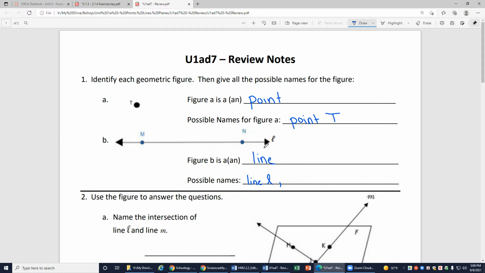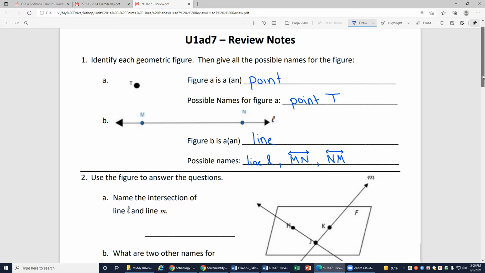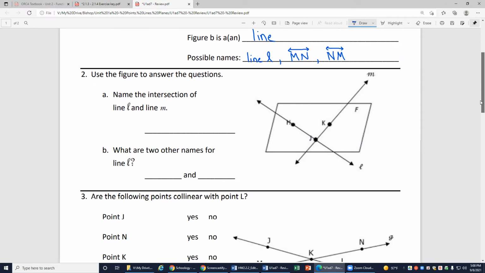You can pick any 2 you want, and I can say this is line MN. Capital M, capital N with an arrow on both ends of our line bar. Or we could switch it around and say this is line NM with the line. Both of those are correct. If there was a third letter on here, I could also choose that one as part of the 2 that I choose.